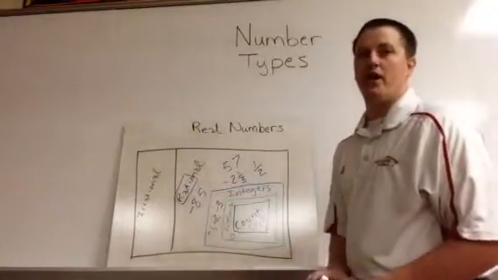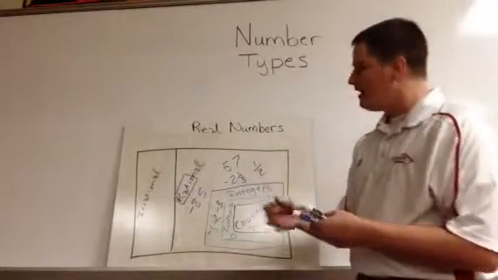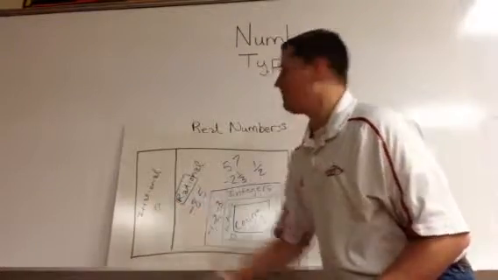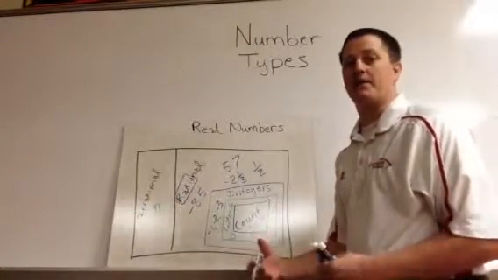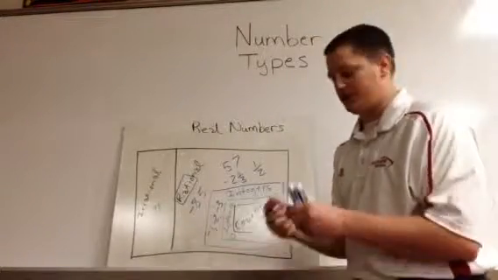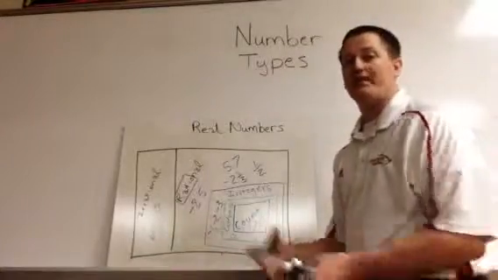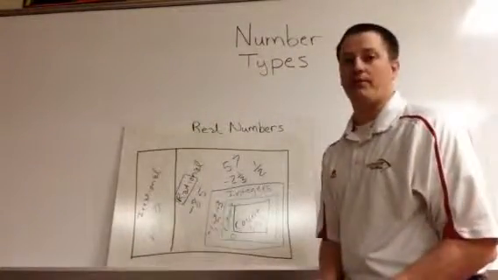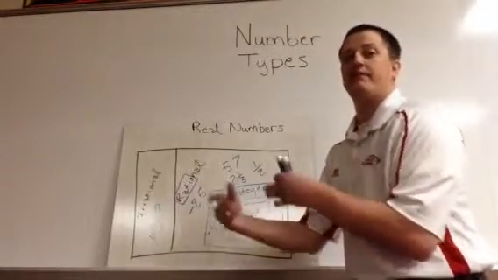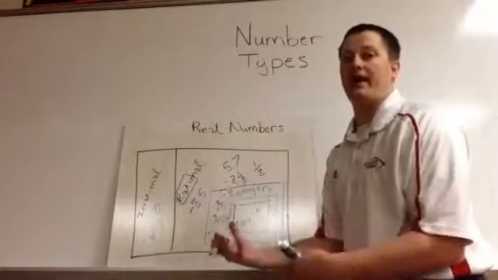Irrational numbers are numbers that cannot be represented as a fraction. Some examples of those are the symbol pi, which represents a number that never ends and never repeats. Therefore, it can't be written as a fraction. Square roots that don't come out perfect, such as the square root of 3, typically are considered irrational because, again, they will never end, they will never repeat, they cannot be written as fractions.